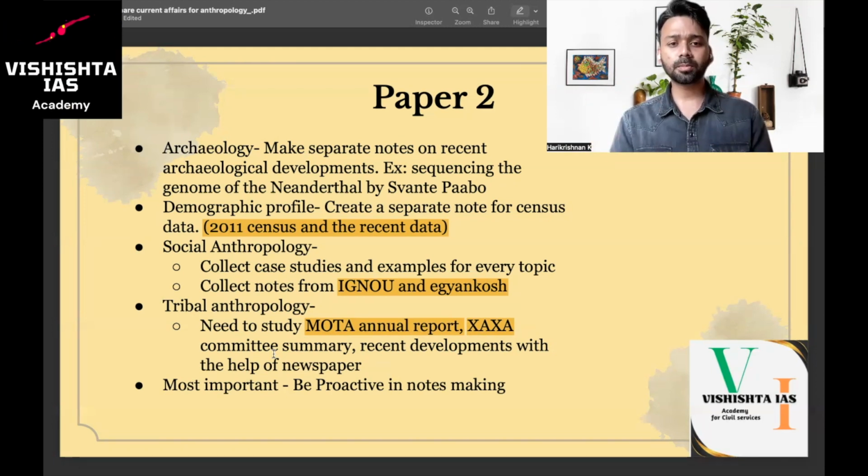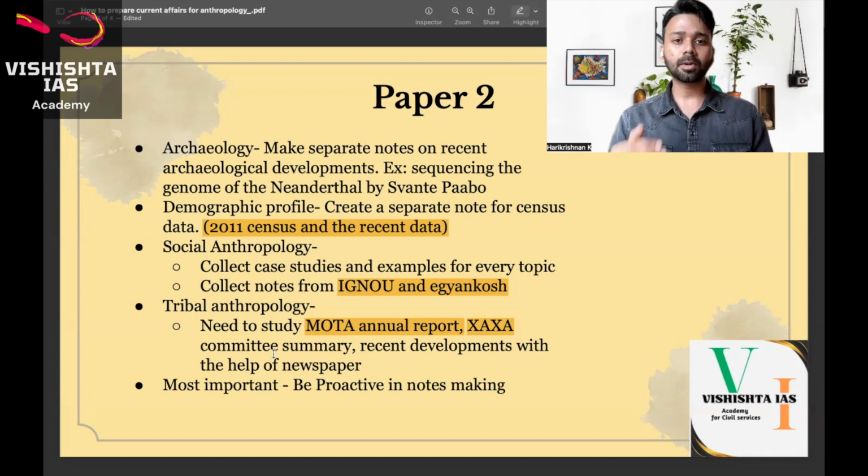The most important point in order to get extremely good marks in paper 2 is you have to be proactive. Proactive in the sense, make sure you note down important points from the newspaper. Make sure you are active in learning about the recent developments about tribals. Make sure you keep practicing a lot and ensure that your answer has a current angle.